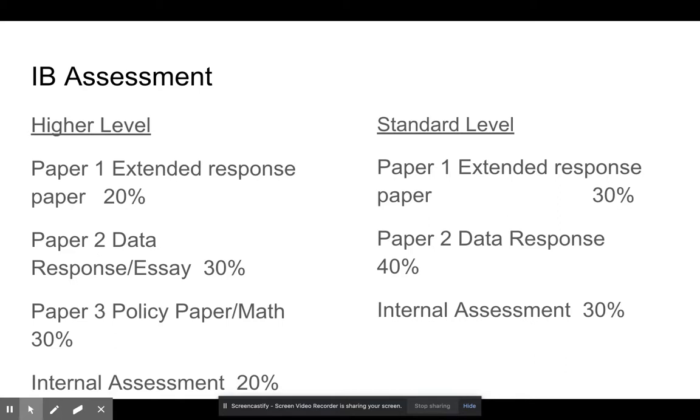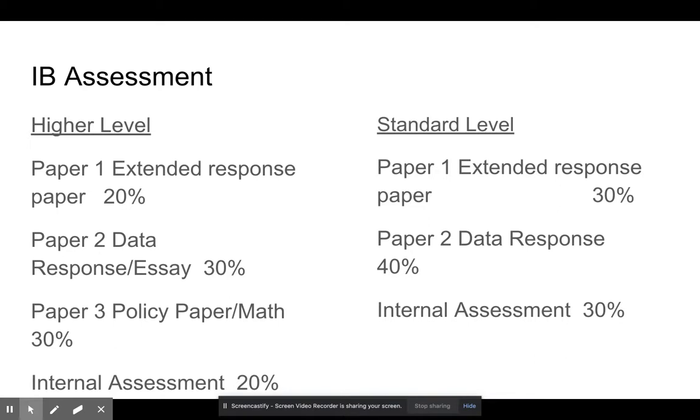And the third paper is a policy paper. This is only for higher level. It's mostly a mathematical paper. Now, there is some math as well in paper 2 for standard level, but paper 3 is very math heavy. So if you're not good at math, you probably shouldn't do economics. You also should be very good at writing as well to do economics.